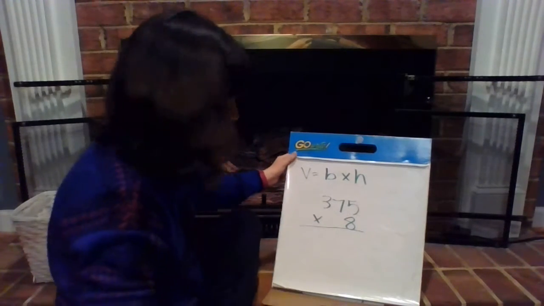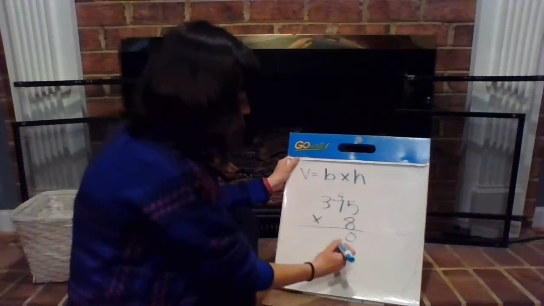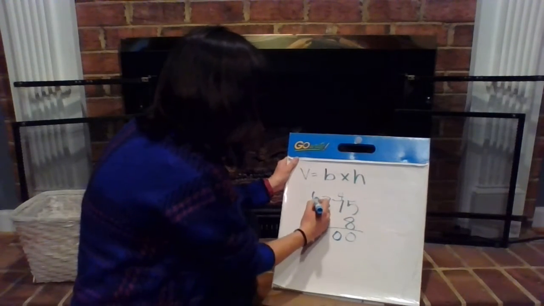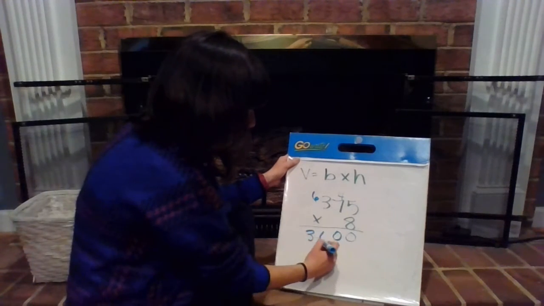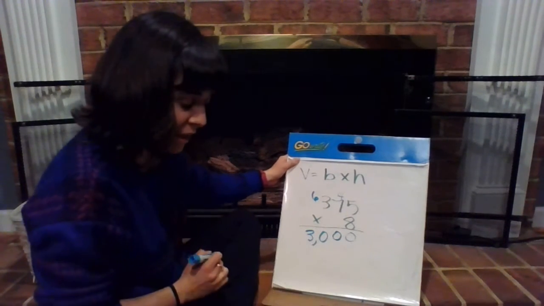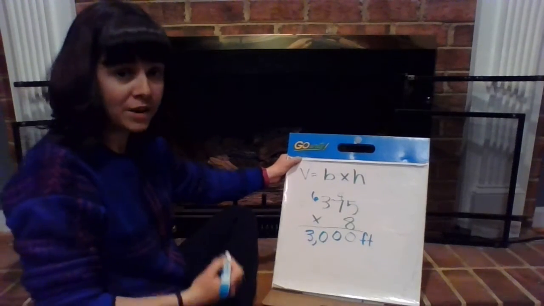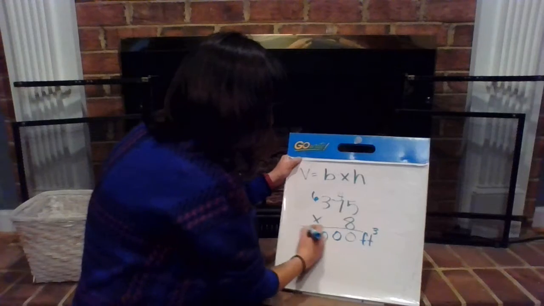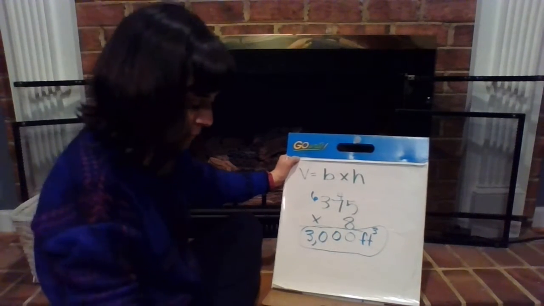So 8 times 5 is 40. 8 times 7 is 56, plus 4 is 60. 8 times 3 is 24, plus 6 is 30. Okay, and again, my answer is in feet, and since it's volume, it's going to be cubic feet or feet to the third power. So for number 2, you should have 3,000 cubic feet for Monday.